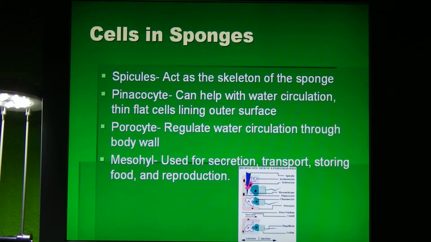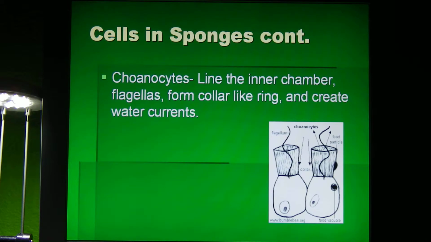Some of the cells in sponges, the main ones at least, are the spicules, which act as the skeleton of the sponge, pinacocytes, which can help with water circulation, and they are thin, flat cells lining the outer surface of the sponge. There are porocytes, which regulate water circulation through the body wall. Mesohyl, which is used for secretion, transport, storing food, and reproduction. Also, there are choanocytes, which line the inner chamber, and they have flagella, and they form a collar-like ring in the sponge, and they create water currents.